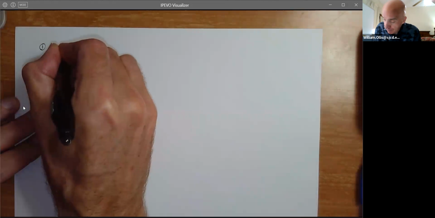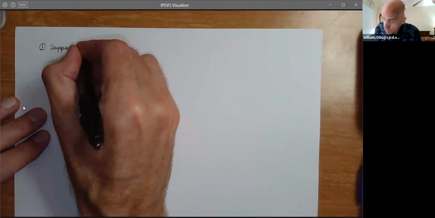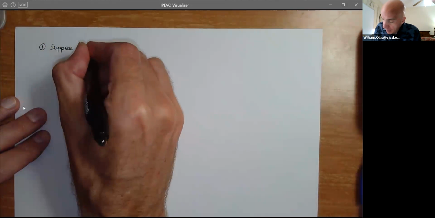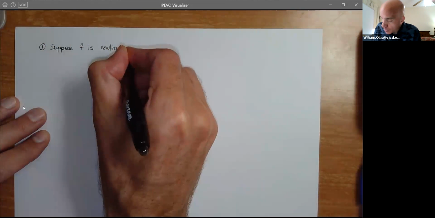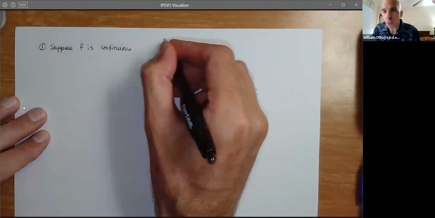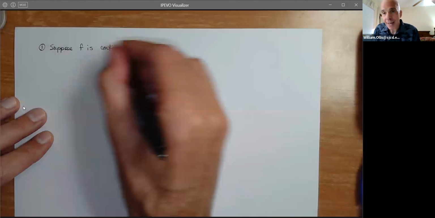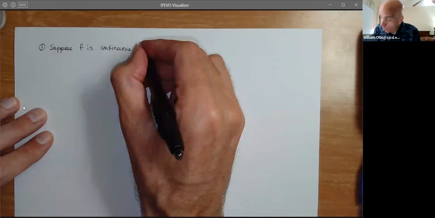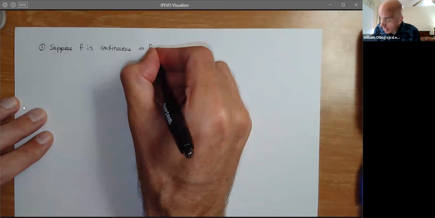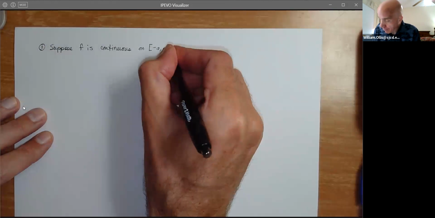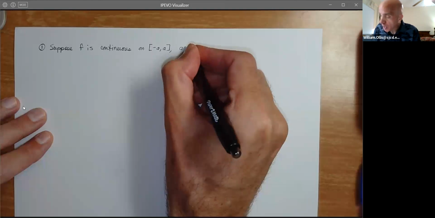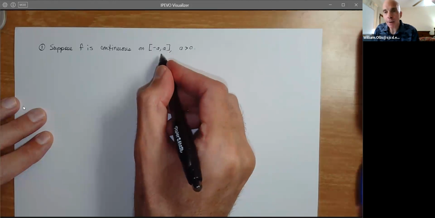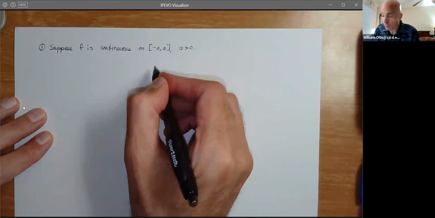suppose f is continuous. Again, I'm just going to assume that it's continuous, so we have a Riemann integral. Suppose f is continuous on the interval -a to a. That is where a is some positive constant. So remember, we call this a symmetric interval about 0, a symmetric interval.